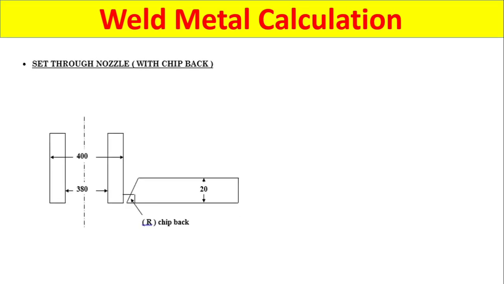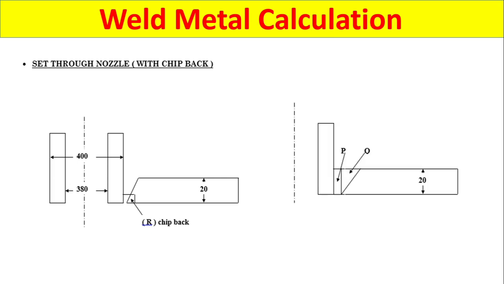Set through nozzle with chip back. You know, in set through nozzle with the chip back, you should know how it is calculated. So how many sections are there? One is P, one is Q. Two sections are there. How will it be calculated?